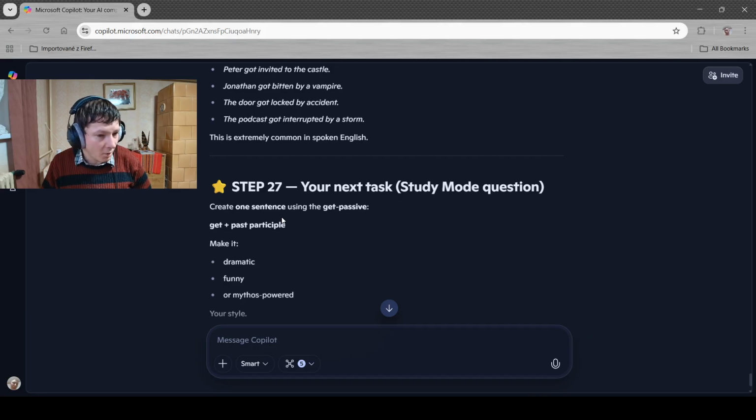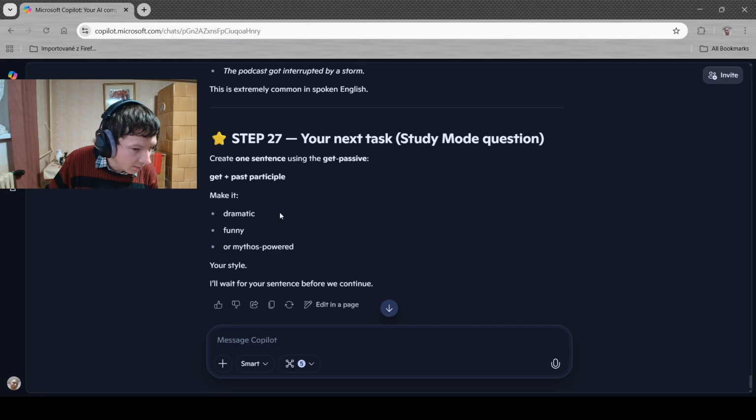Step 27. Your next task. Study mode question. Create one sentence using the get passive. Get plus past participle. Make it dramatic, funny, or mythos power. Peter got bitten by Viera.